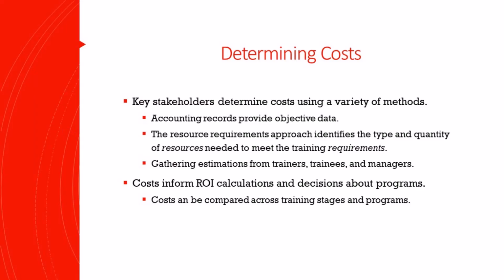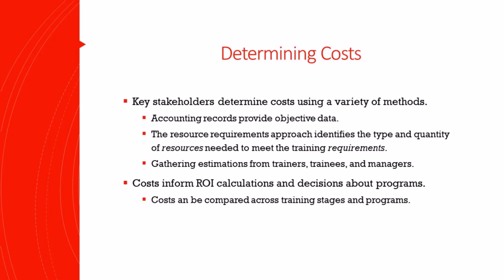We also use multiple methods to determine training costs. Accounting methods provide the most objective data because it's based on a historical record of previous expenditures, on receipts. Another method to determine costs is the resource requirements model, which identifies the type and quantity of resources that we need to meet the training requirements at each stage of the development process, from needs assessment to evaluation. We can then compare these costs across programs.